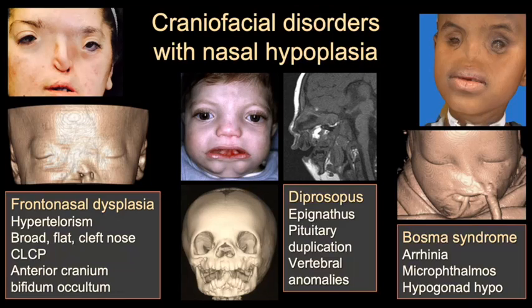And this middle patient, once in a lifetime: mandibular duplication anomaly, partial maxillary duplication, wide set eyes, and this abnormal fatty hamartomatous mass in the midline that resulted in a cleft palate, and this patient also had duplication of the pituitary gland. This rare entity is known as diprosopus.